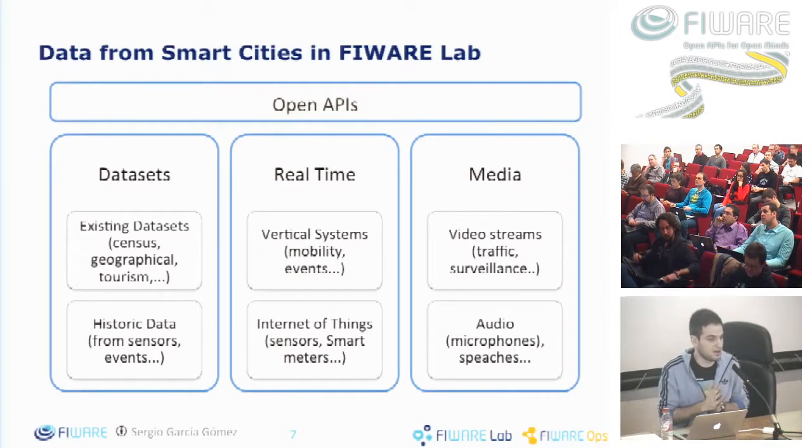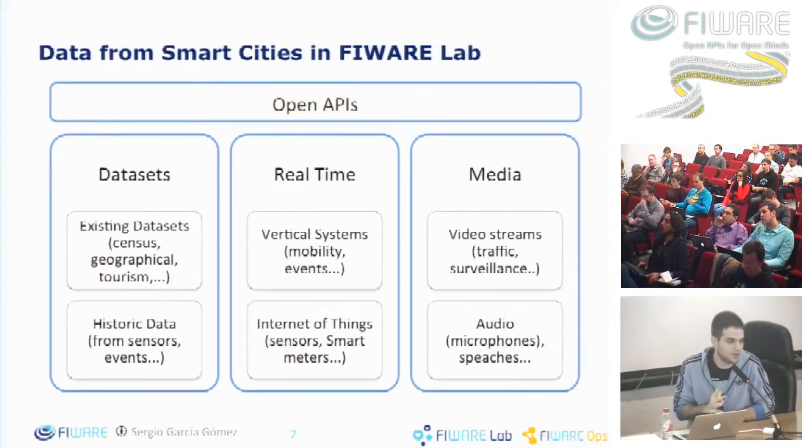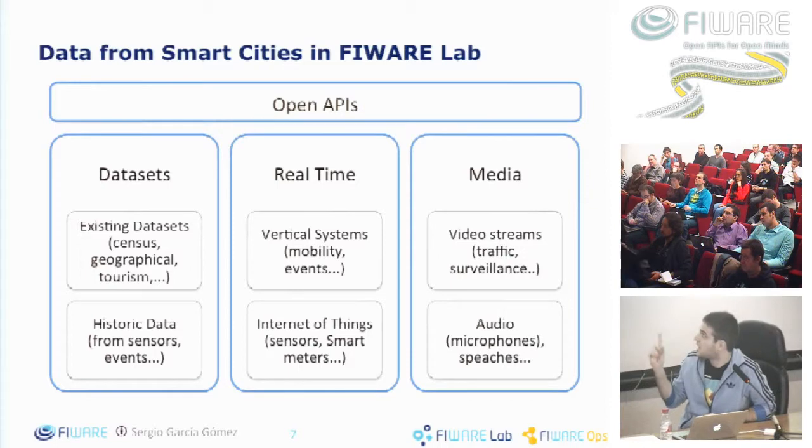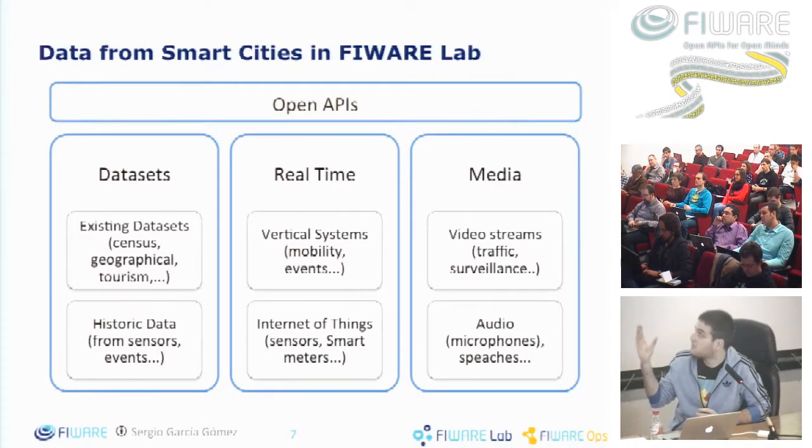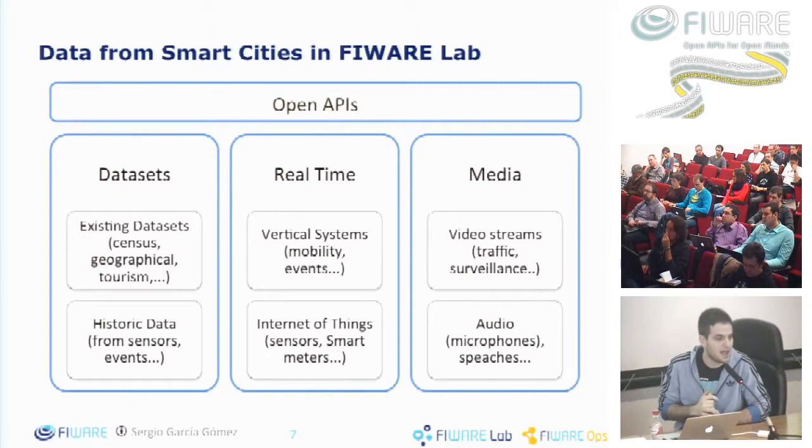In FIWARE, we have three types of open data, and all these types are accessible through open APIs. First of all, we have datasets. These are the ones that are generally provided by CKAN. In this type of data, we have geographical information, census information, or even historical information. In this talk, I will try to explain how you can access this data using CKAN.